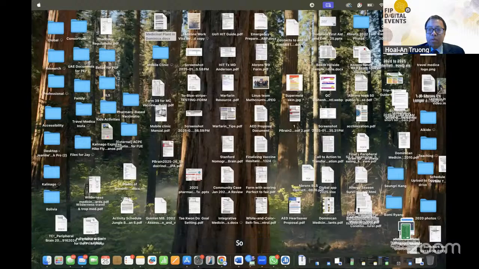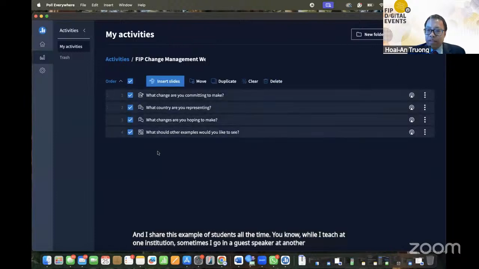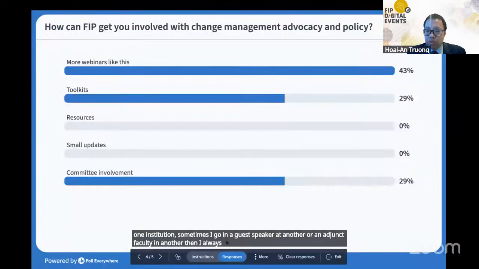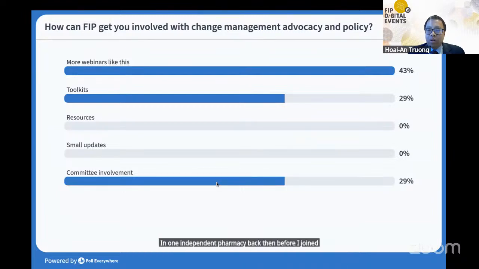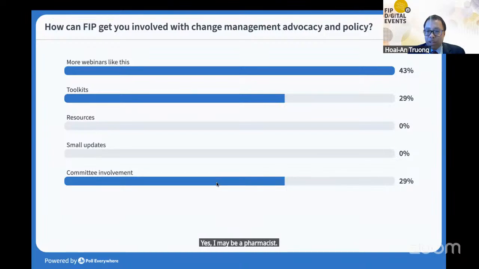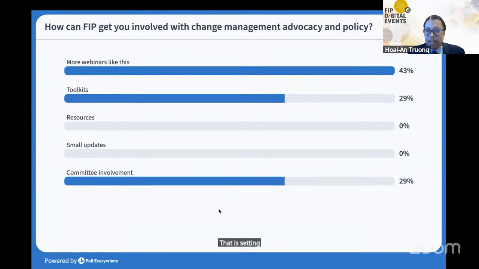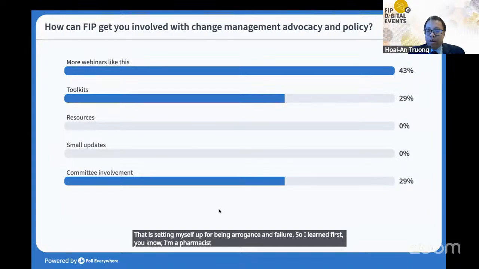Once we're able to identify why it's like that and understand that culture, I feel culture is very important. I share this example with students all the time. While I teach at one institution, sometimes I go in as a guest speaker at another, or as adjunct faculty in another, and I always get to know that institution. Similarly, when I worked in an independent pharmacy before I joined academia, I would tell the technician, share with me the culture in this place. Yes, I may be a pharmacist, but the technician, the assistant in the pharmacy, knows the culture better than me. I cannot walk in and say, I'm the pharmacist, this is going to be my way. That is setting myself up for arrogance and failure. So I learned first, and I told the technician, please help me learn the culture.